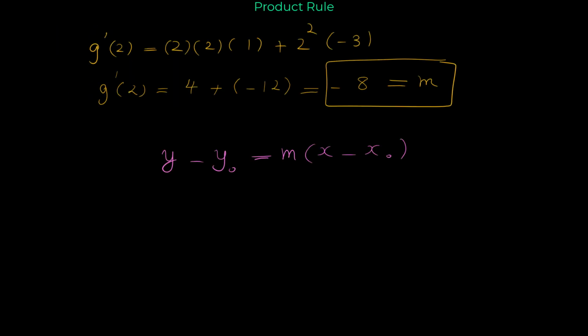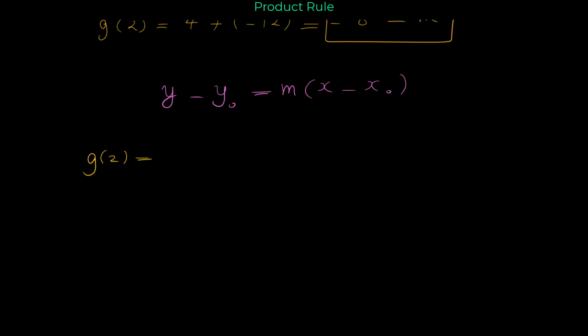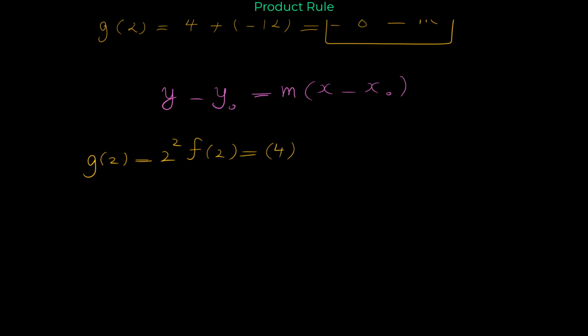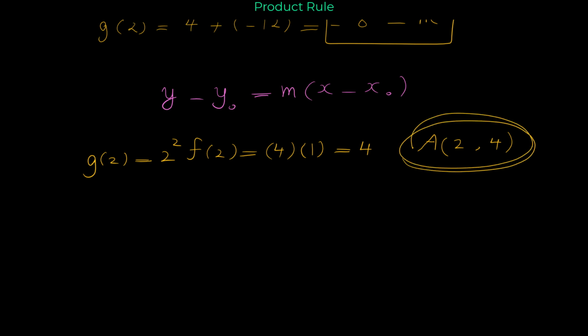g of 2 equals 2 to the 2 times f of 2. 2 to the 2 is 4. f of 2 is given as 1. So 4 times 1. So the y value is 4. So the point at which we want to find the equation of the tangent line is (2, 4). And the slope of the tangent line at this particular point is -8.